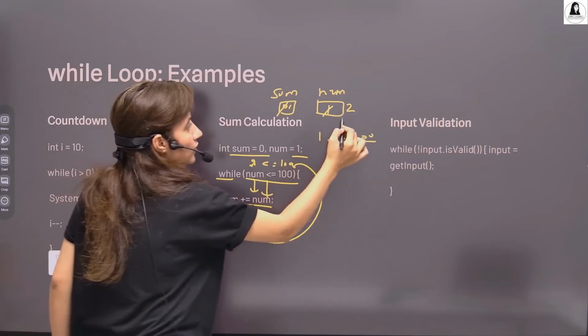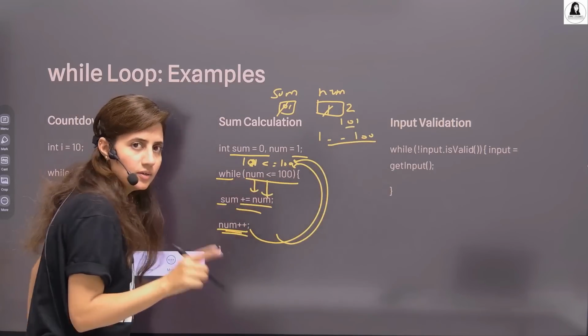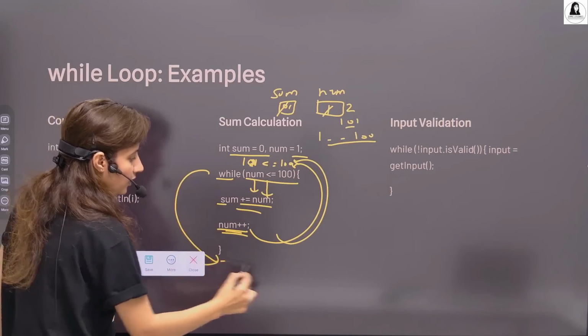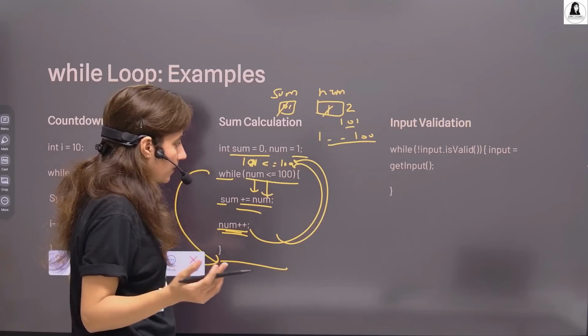Once the number becomes 101, then again it will check the condition. 101 less than equal to 100? No. Then out of the loop. And here we can simply print whatever the sum is, whatever the sum you want, right?